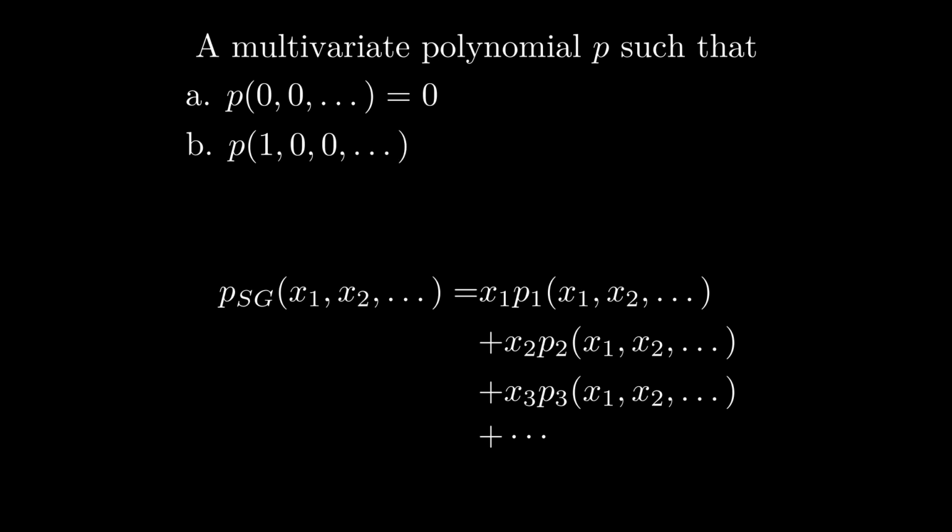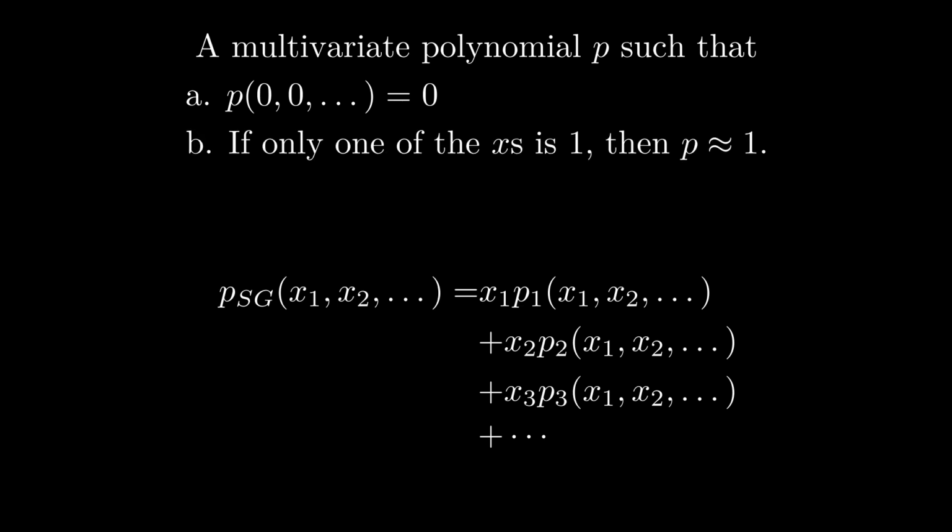If PSG gets input with only x1 equal to 1, then all the other terms will become 0 and the output will be the same as the output of P1. We know P1 is close to 1 when x1 is 1 and all other x's are 0. So PSG is also close to 1. This same logic works for any input where exactly one of the x's is 1. Only one term will not be 0, and that one will be close to 1. There's one more property that PSG has.